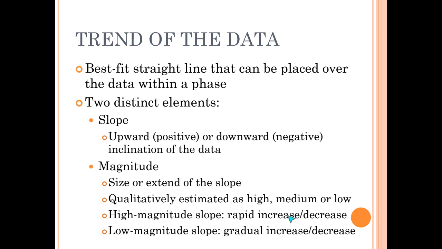The magnitude can be expressed as high, medium, or low, and for a high magnitude slope, you can also say there's a rapid increase or rapid decrease in performance, and for a low magnitude slope, you can also describe this as a gradual increase or a gradual decrease in the data. So this one here would be a high magnitude, high increase in the data, and here we have a low magnitude slope, a very gradual slight increase, right?